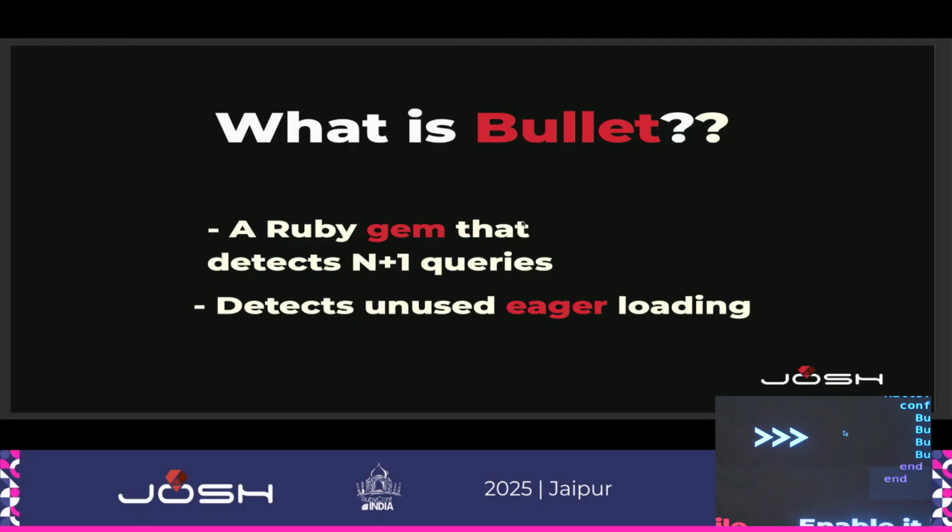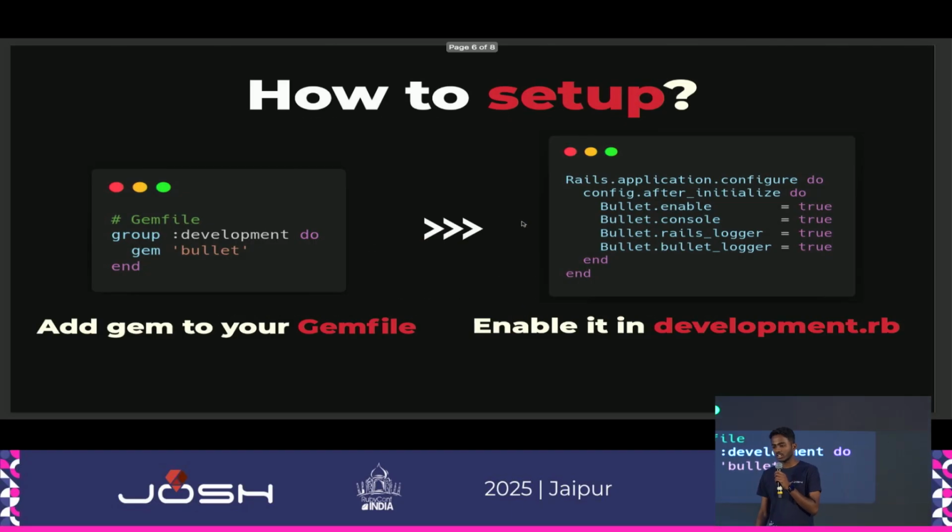So let me quickly explain how we can set up the bullet gem. First, we need to add the gem in the Gemfile, and then enable the gem in the development.rb file. We can set it up in a few seconds, and you are good to go.